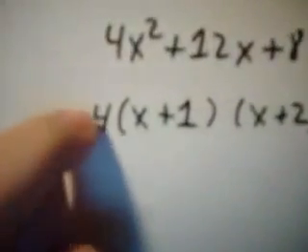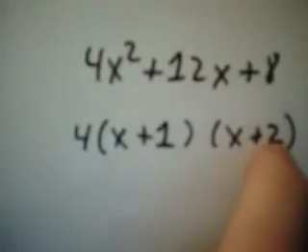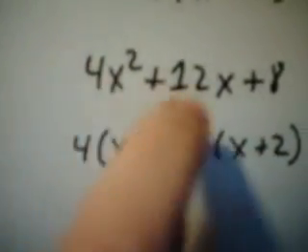So you have 4 times x plus 1 times x plus 2 gives you 4x squared plus 12x plus 8. And you can verify this for yourself.